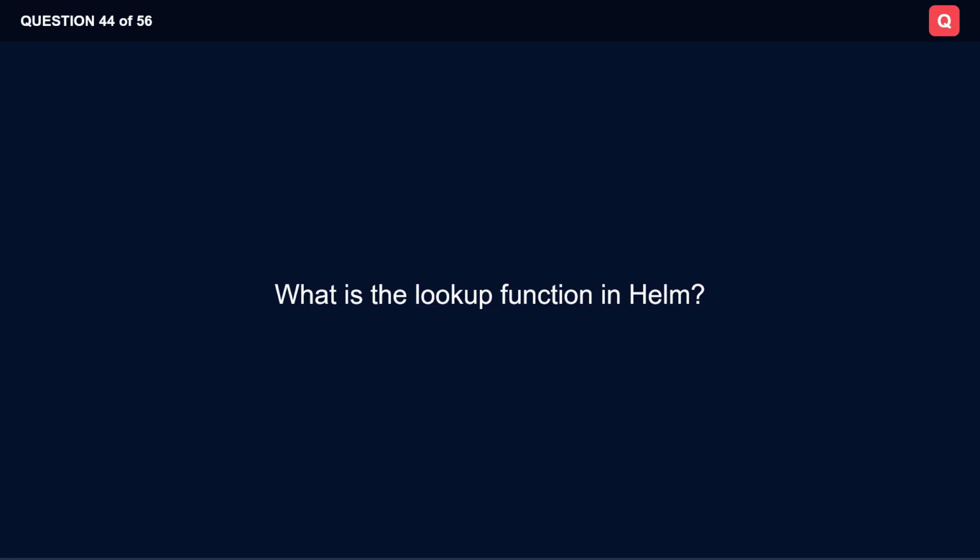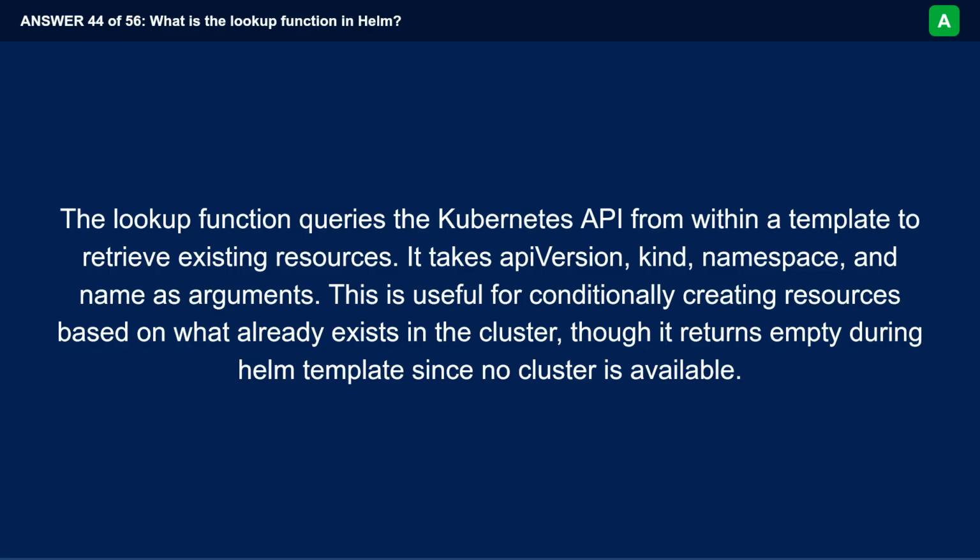What is the lookup function in Helm? The lookup function queries the Kubernetes API from within a template to retrieve existing resources. It takes API version, kind, namespace, and name as arguments. This is useful for conditionally creating resources based on what already exists in the cluster, though it returns empty during Helm template since no cluster is available.